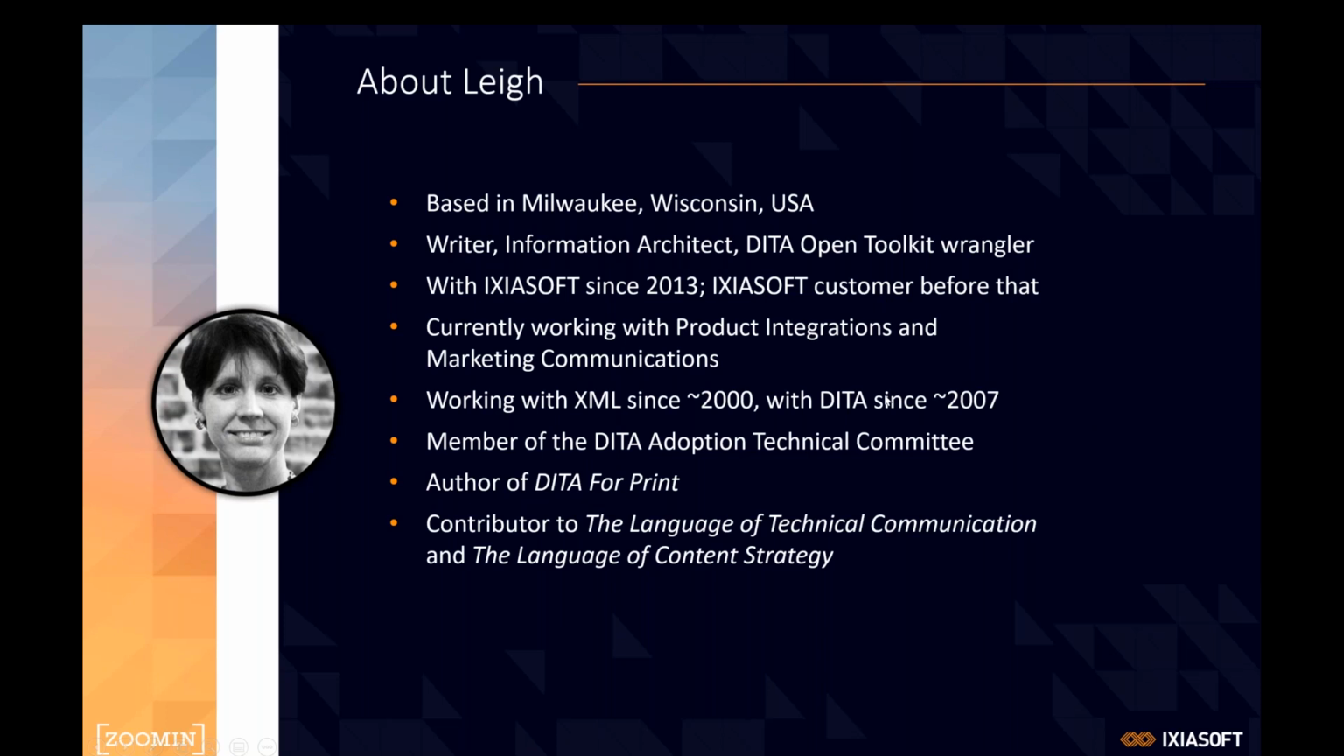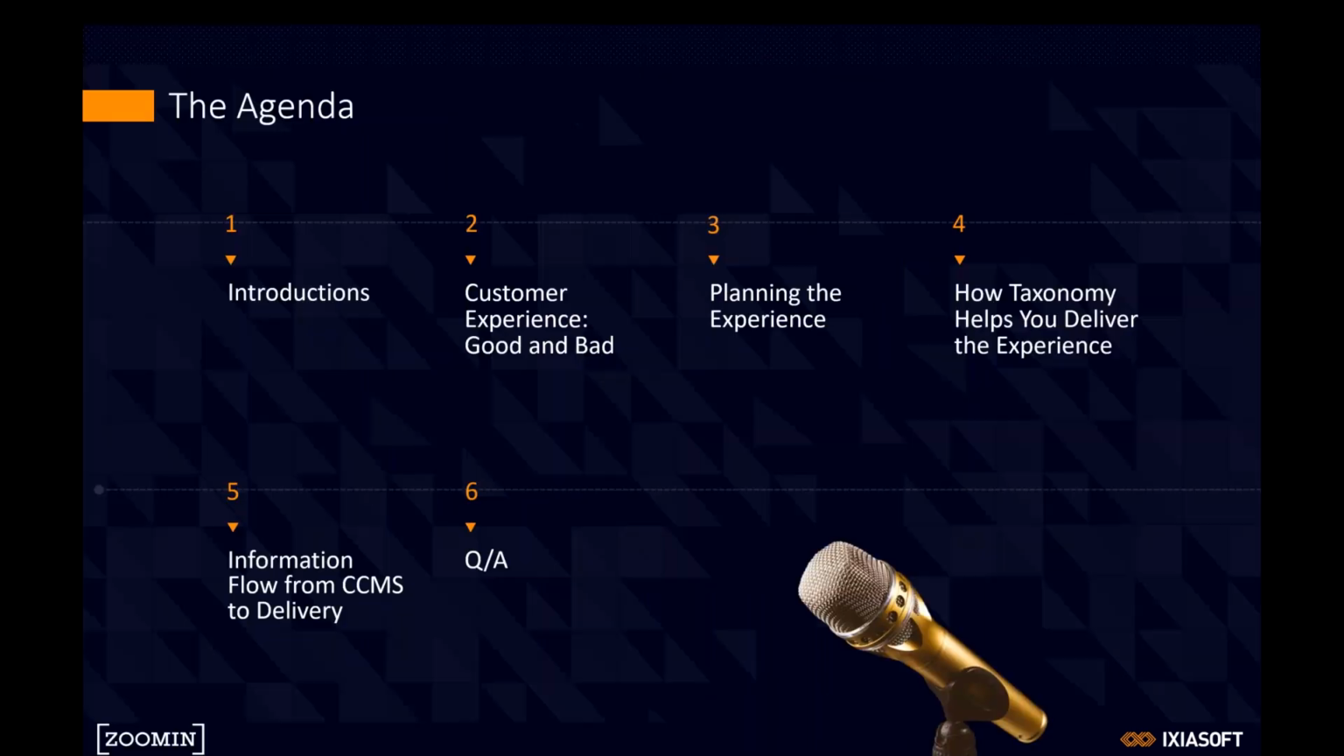Thank you both. I actually didn't know that about you, Leigh, but that's very interesting. Just to give you an overview as to what we'll be getting into today. So first off, we've already done our introductions. Next up, we'll move into customer experience, so the good and the bad, and a few examples of both. Next up will be the planning of the experience, followed by how taxonomy helps you deliver the experience, and finally, information flow from CCMS to delivery. And then, as per usual, we'll wrap up with the Q&A session at the end. So I will hand the mic over to Megan.